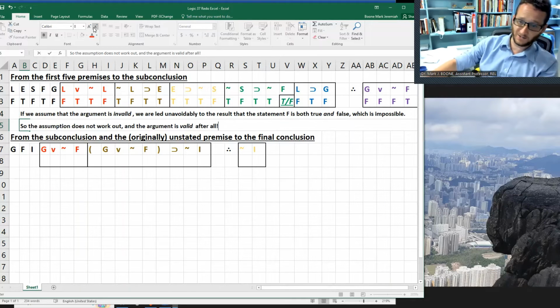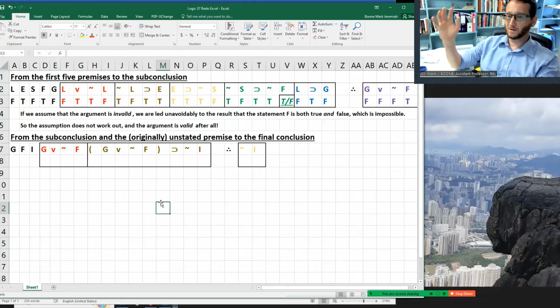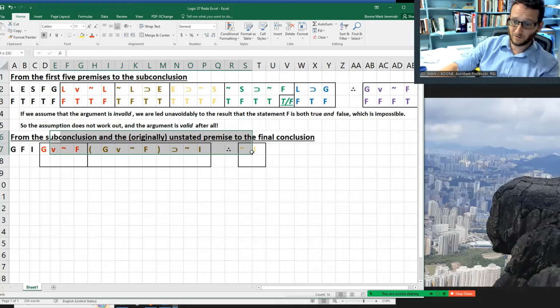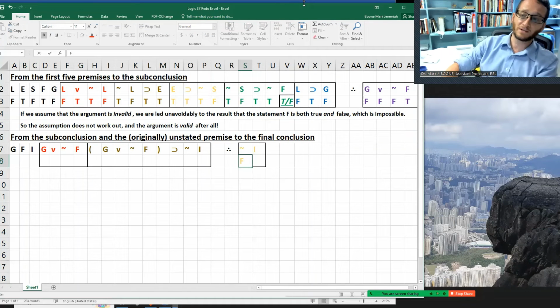Yay, good job, Socrates. You have a valid argument. But wait, does he really? Well, he has a valid argument up to the sub-conclusion. But now let's check out the sub-conclusion to the final conclusion. I really am going to go through this a whole lot faster, I think. Assume the premises can be true and the conclusion false at the same time.